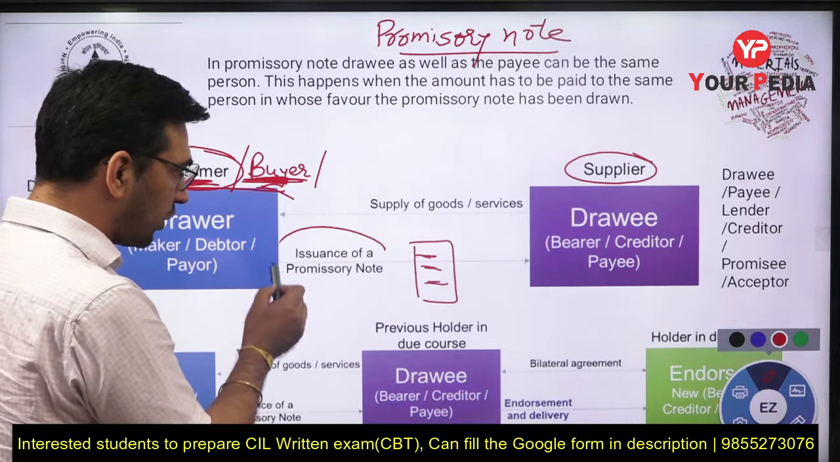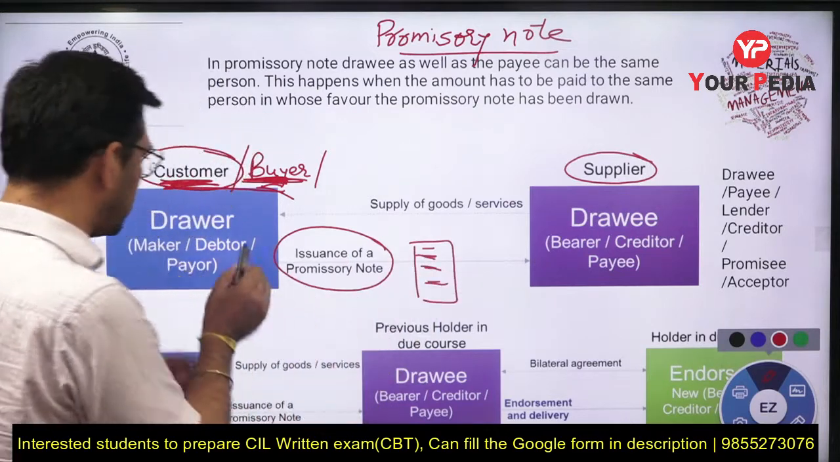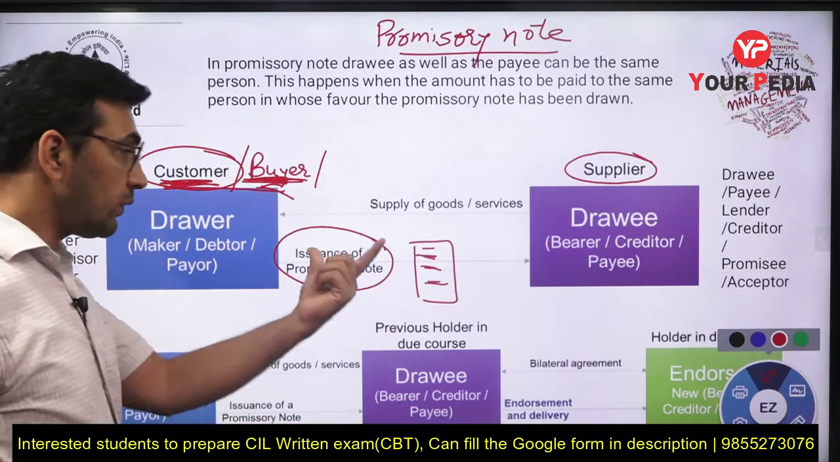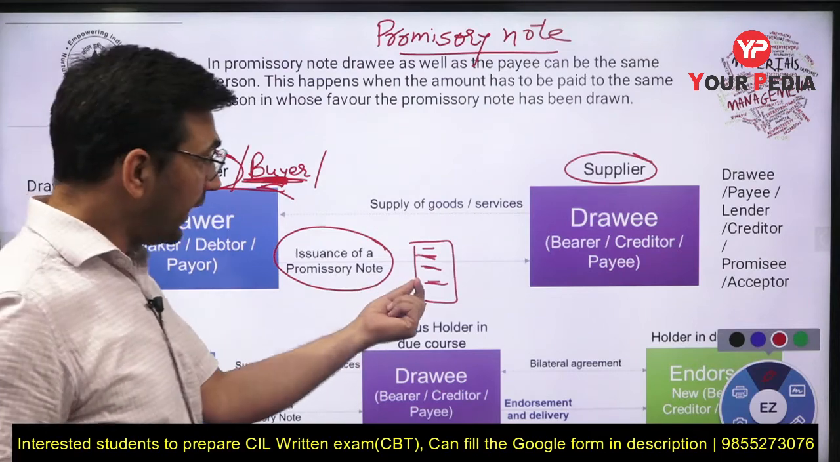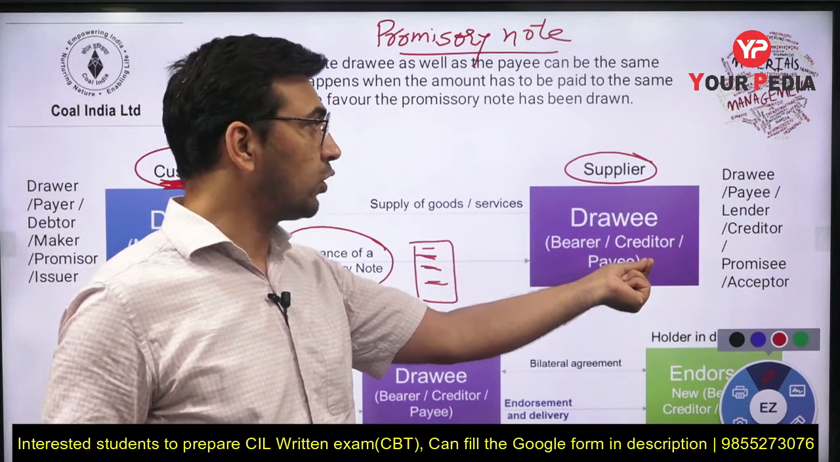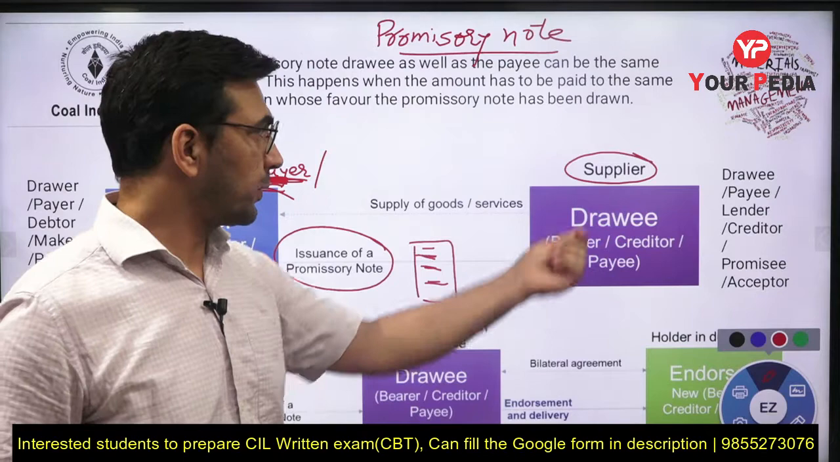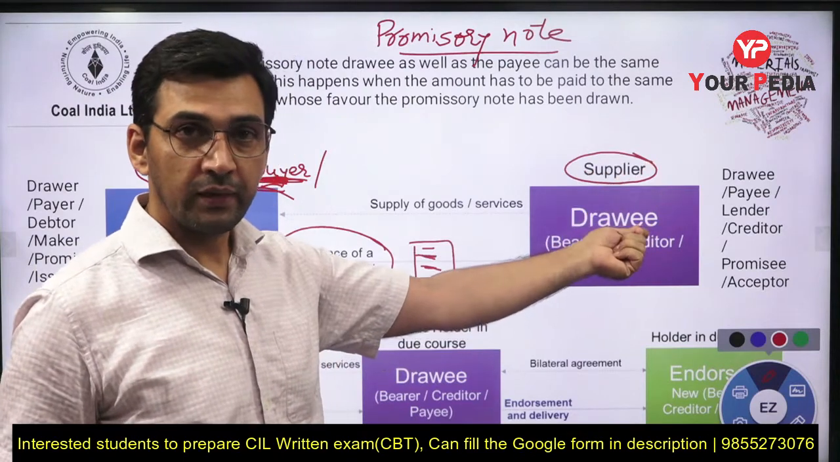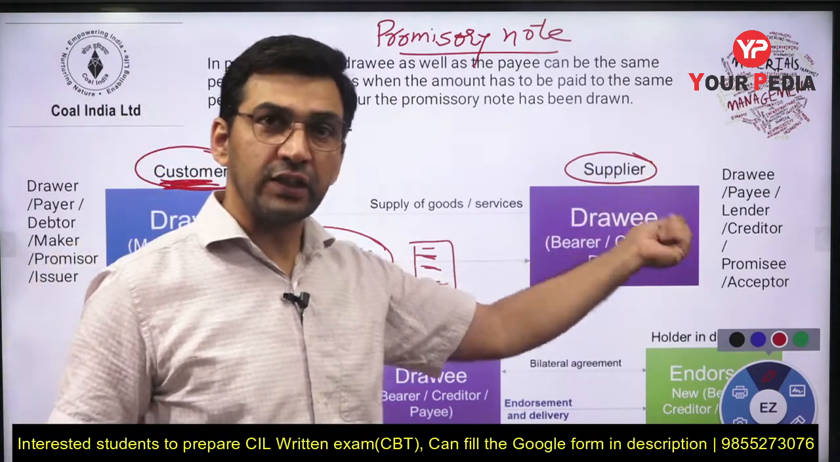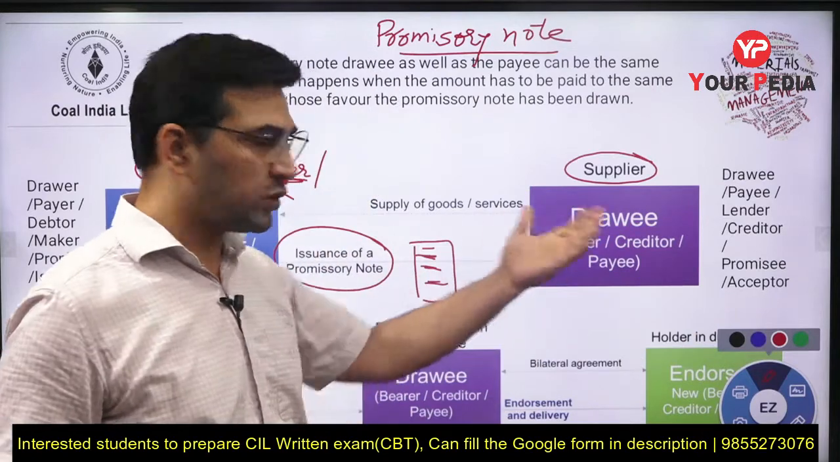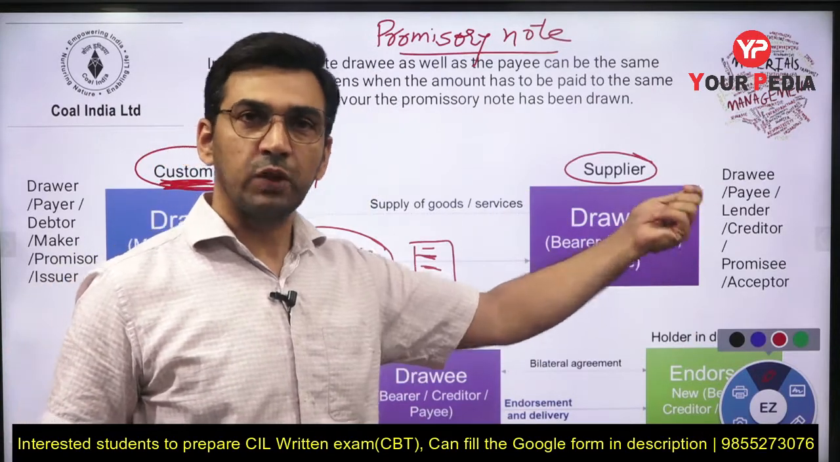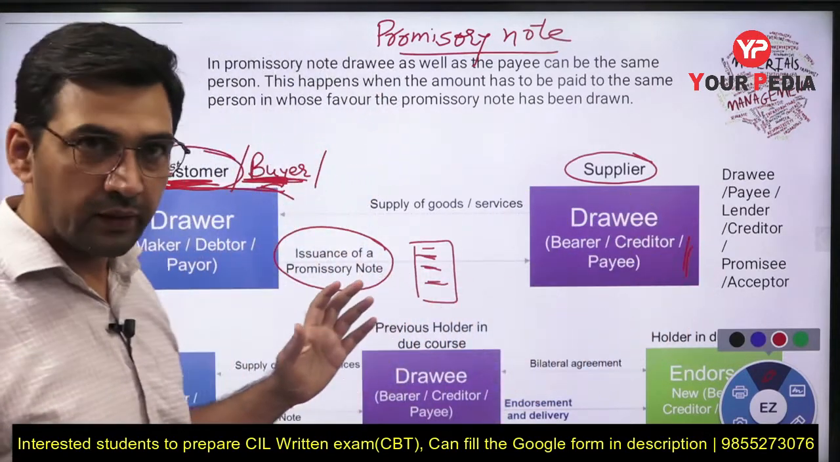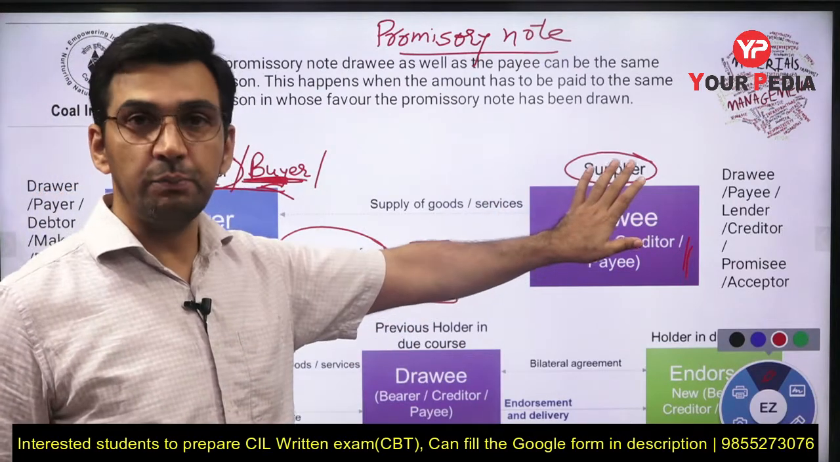So what is the issuance of a promissory note? The customer signed a document, and then he is giving that signed document to that particular supplier, who is to receive the money. And then at a later stage that particular promissory note matures, and at the time as written, at that particular point of time he will get his money. That is how the flow of things will be.